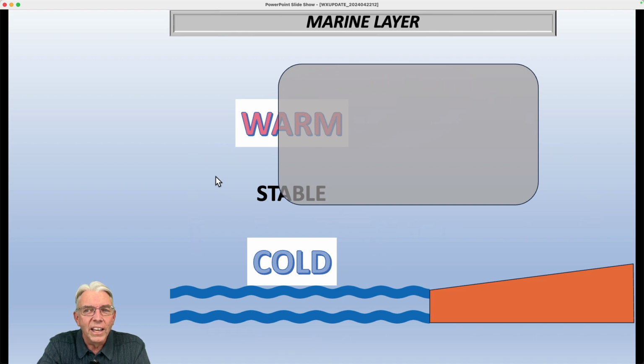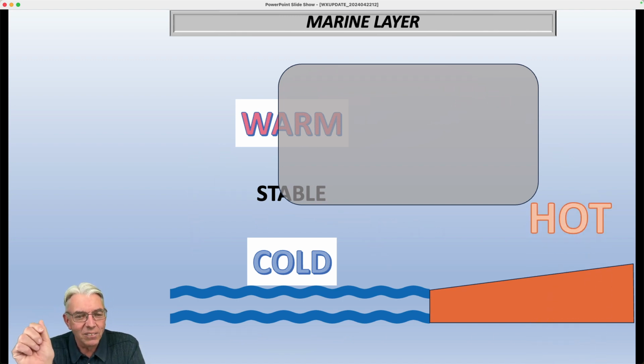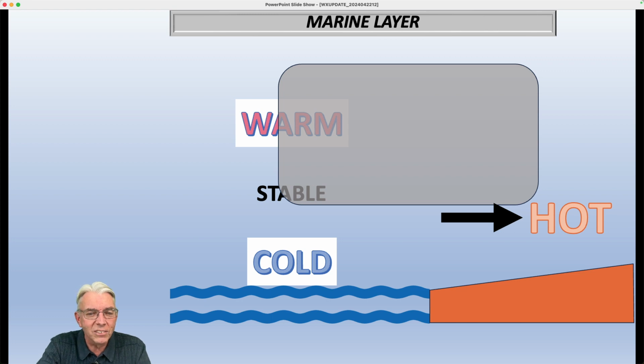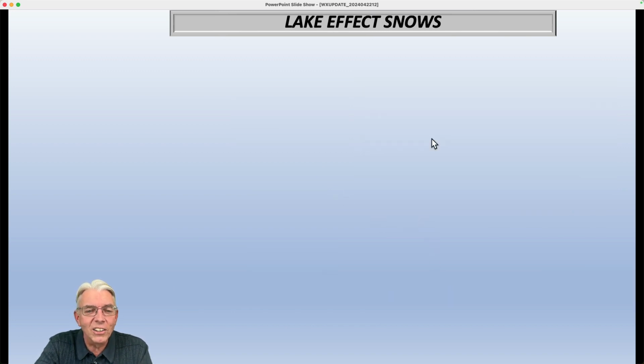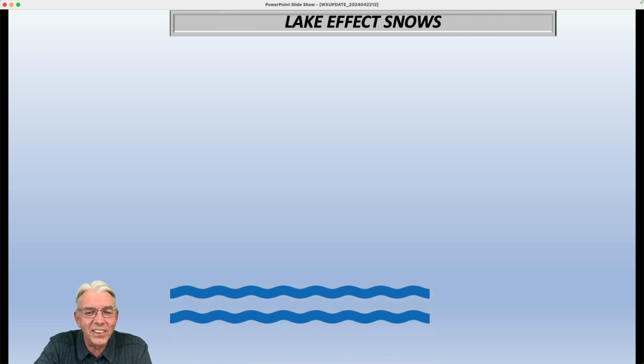And so if it gets really, really hot inland, and it can in California, like in Death Valley and places like that, that lowers the pressure, and the pressure gradient force, which always blows from high to low pressure, will then move that marine layer inland, okay? So you will see that gray area move to the right. It just was supposed to move to the right down here instead of up here. Sorry about that. All right, so now let's take a look at the lake effect snow situation.